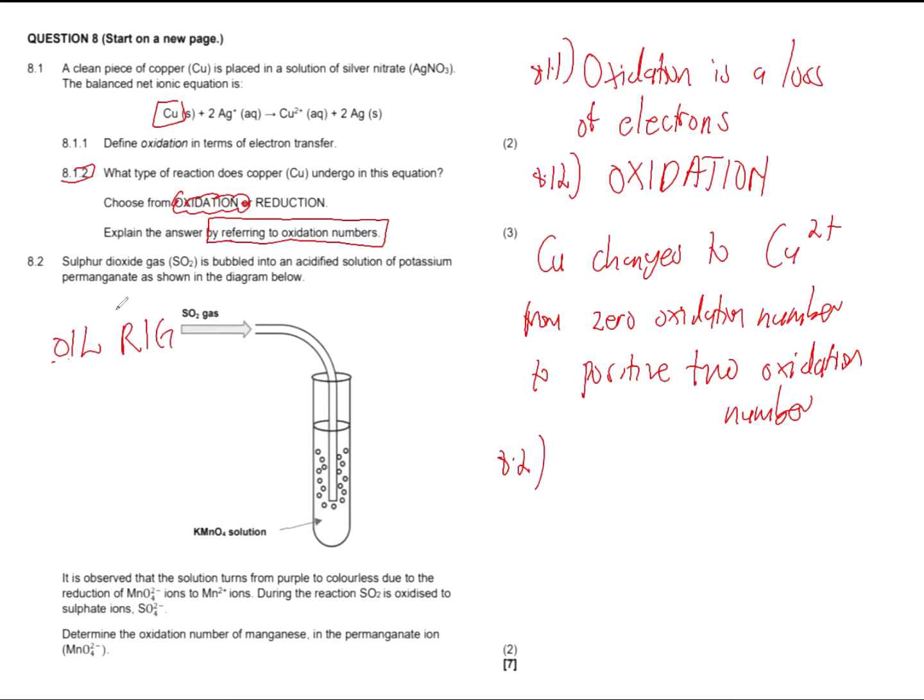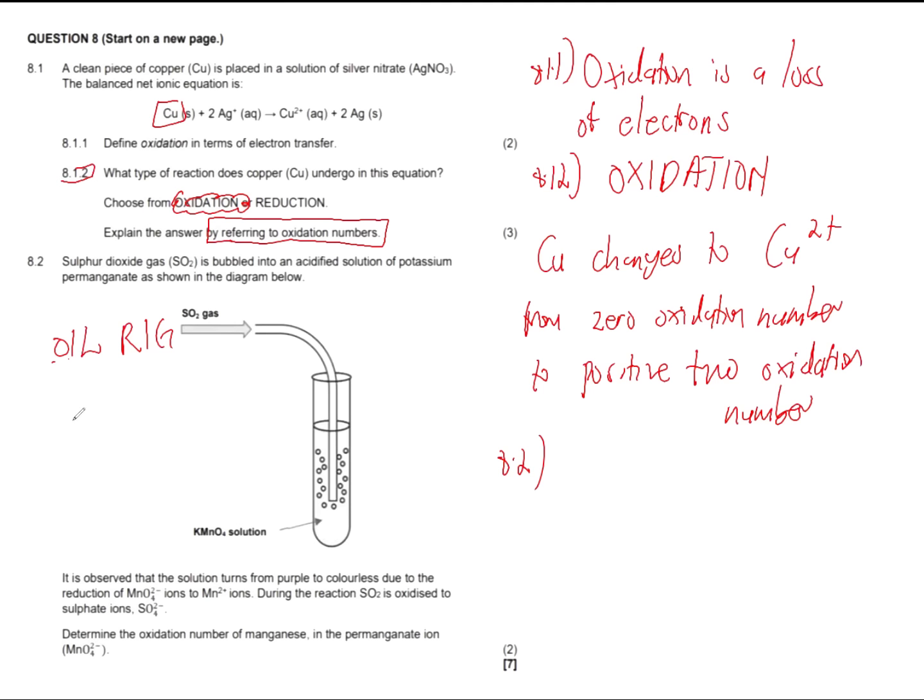Then 8.2 says sulfur dioxide gas, SO2, is bubbled into an acidified solution of potassium permanganate as shown in the diagram below. It is observed that the solution turns from purple to colorless due to the reduction of MnO4 minus ions to Mn2+ ions during the reaction. SO2 is oxidized to sulfate ions, SO4 2 minus. Determine the oxidation number of manganese in the permanganate ion.